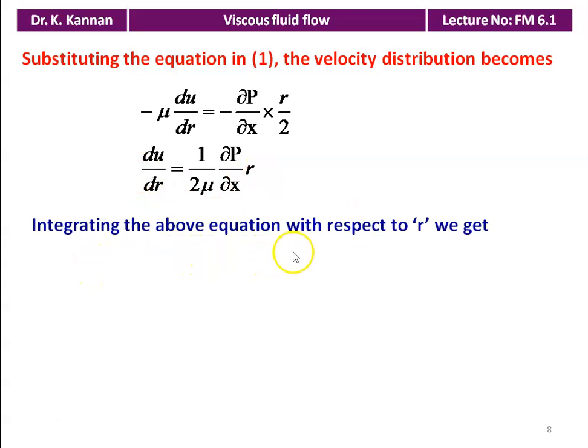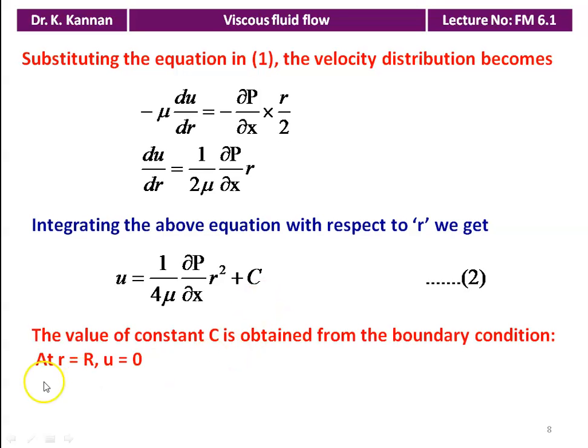Integrating the equation with respect to r, we get u equal to 1 by 4 mu dou p by dou x r square plus c. So here we have a constant of integration. We have to find out the value of the constant from the boundary condition. So what is the boundary condition? At r equal to capital R, velocity u equal to 0. What is r equal to capital R? On the pipe surface, the fluid is not moving. It is sticking to the surface.